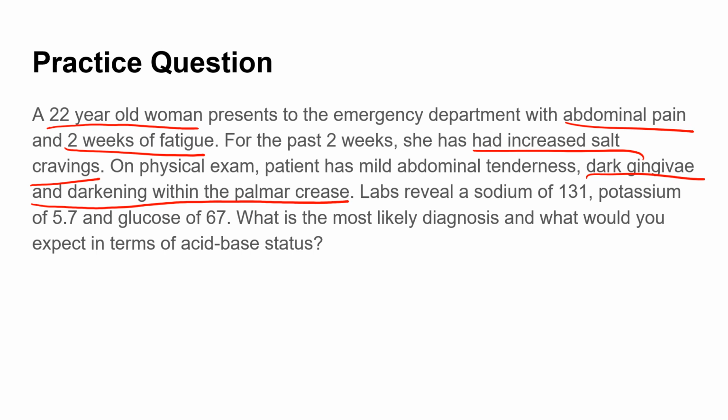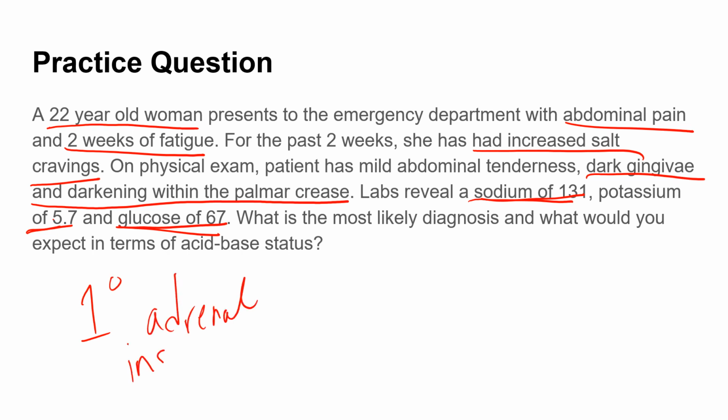So the hyperpigmentation is secondary to increased ACTH, trying to stimulate the adrenal gland, which is messed up. And then in the labs, we see hyponatremia, hyperkalemia, hypoglycemia. Those three things together should always make you think of an adrenal insufficiency picture. Hypoglycemia because they have low cortisol, hyponatremia and hyperkalemia because they have low aldosterone levels. So in this patient, we're thinking of a primary adrenal insufficiency because they have the hyperpigmentation, so we know they have high ACTH levels and the adrenal cortex isn't working.